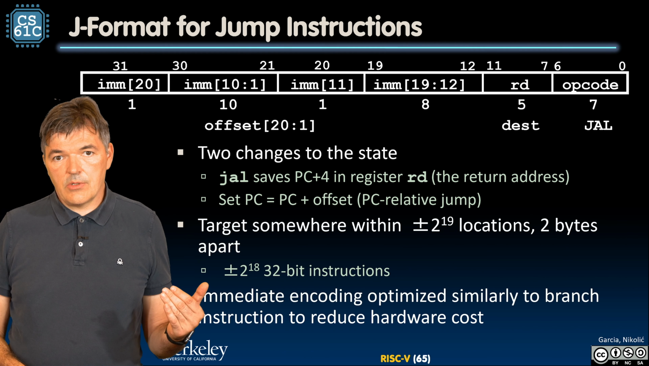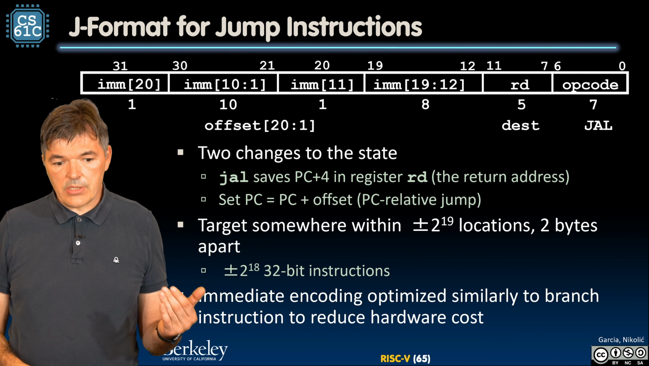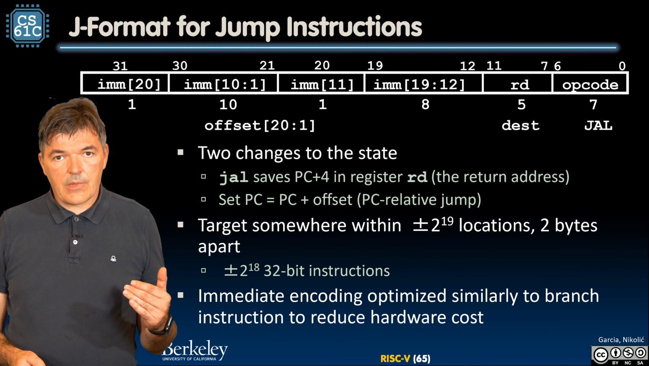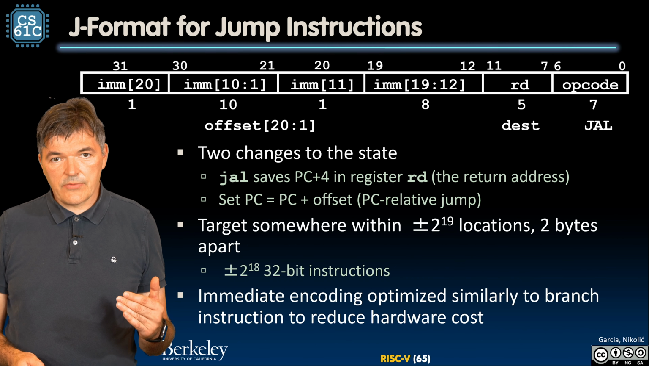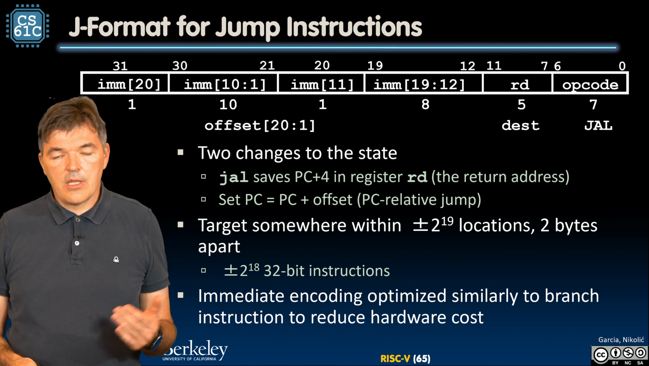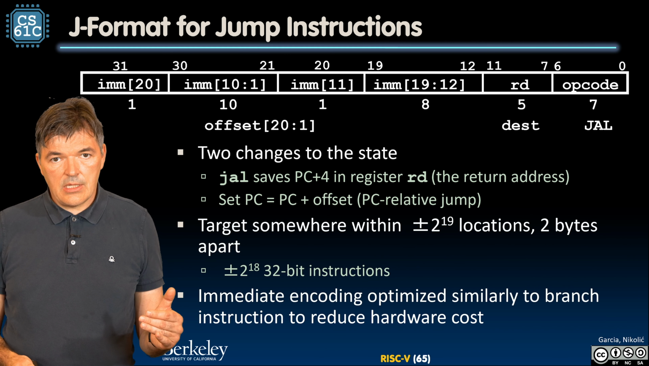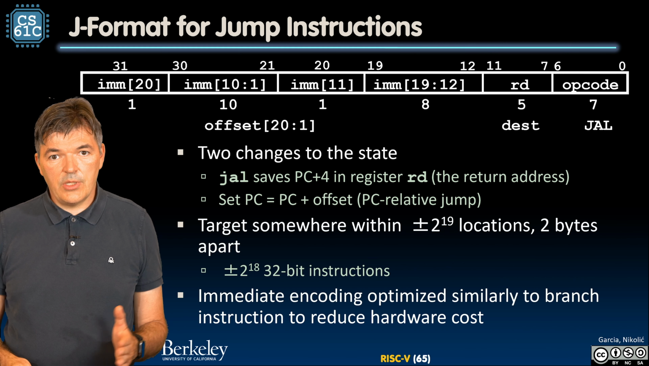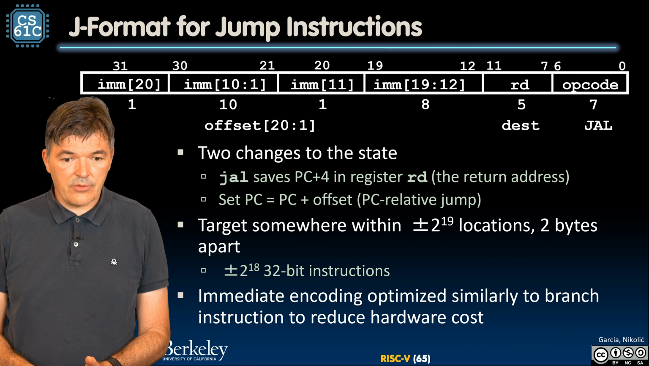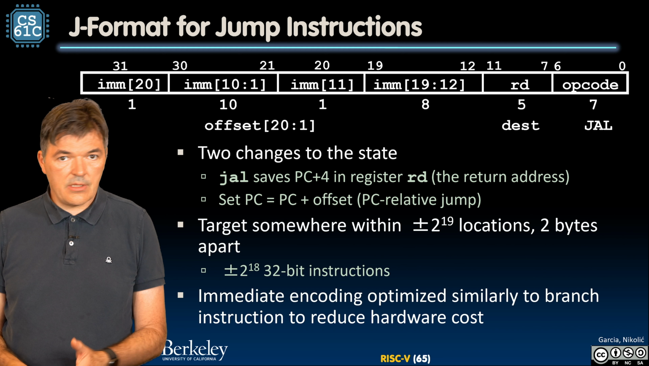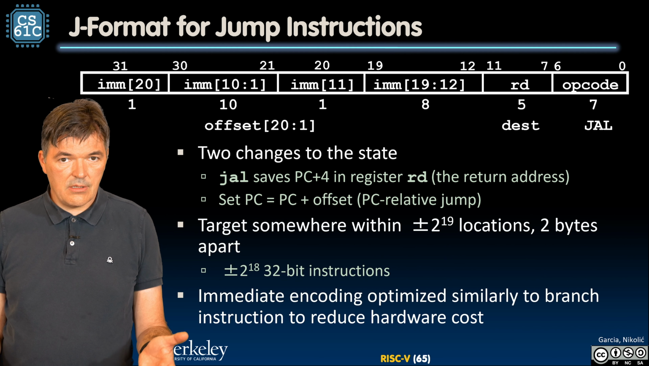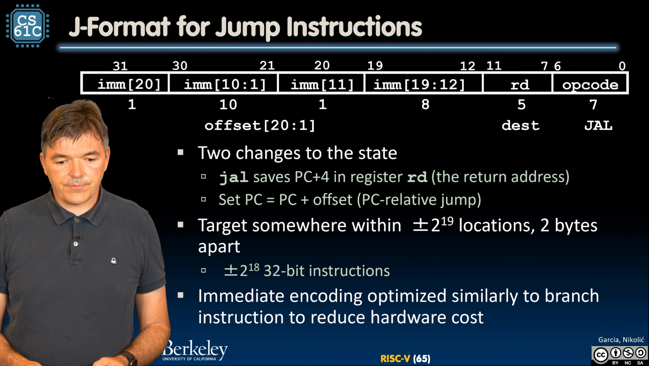It does two updates to the state of the processor. It saves the value of PC plus 4 in the destination register, so we have the return address, and sets the new value of the program counter to be equal to the current value of the program counter plus the offset, and the offset is set by the immediate.